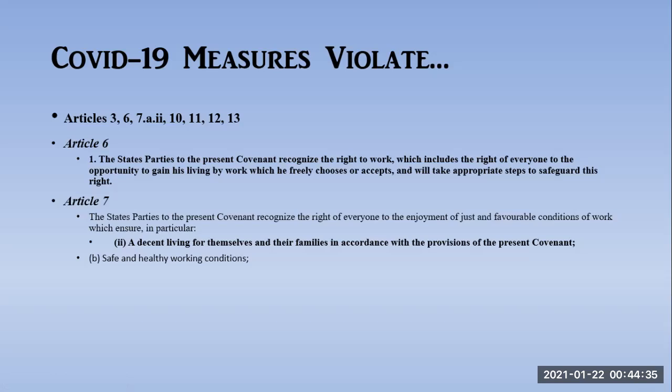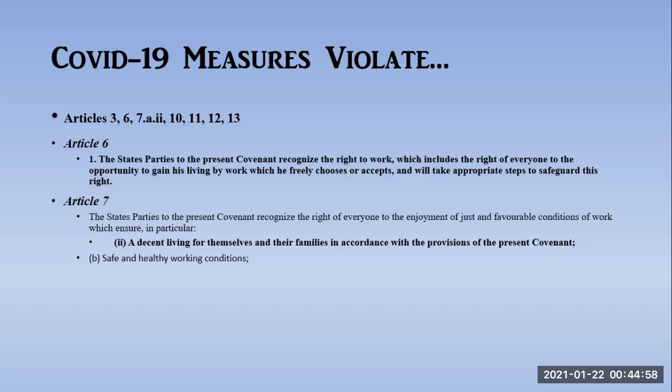Article 7 states that the states parties to the present covenant recognize the right of everyone to the enjoyment of just and favorable conditions of work, which ensure, in particular, a decent living for themselves and their families in accordance with the provisions of the present covenant and safe and healthy working conditions. So let's look at those two.